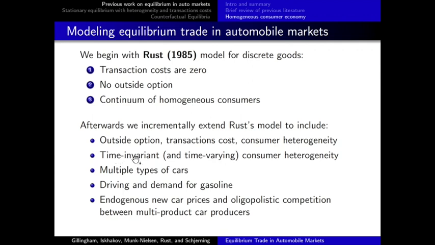Then we'll look at time-invariant or persistent consumer heterogeneity. That could potentially be time varying too. So you think about income, that's really something that's persistent over time. Or it could be income types, or men and women. Then there are multiple types of cars, so we have the type choice in the model: not only different ages, but also different types of cars. And then we're going to add driving and demand for gasoline, like Ken Gillingham and Anders Munk-Nielsen have worked on. And then endogenous new car prices and oligopolistic competition between car producers at the very end. Okay, so that's the plan.